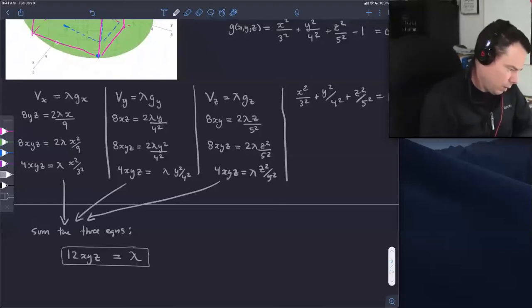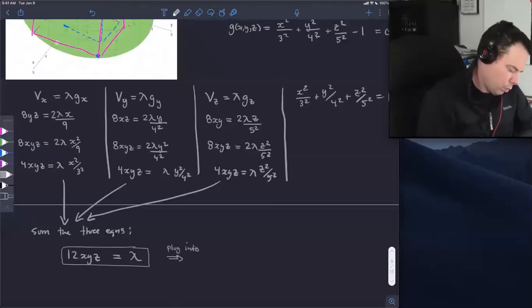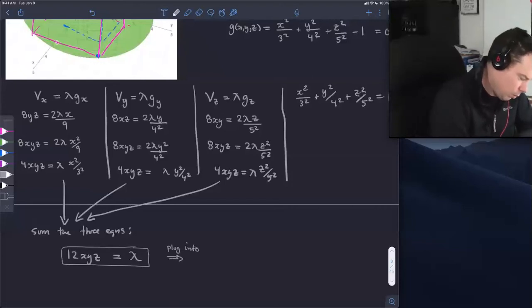Now, what can I do with this? Well, what I'll do is plug it into, which one do I want to plug it into? Well, I can actually plug it into any of them because that's an expression for lambda. It allows me to get rid of lambda. So I'll call this equation 1, and I'll plug it into equation 1.